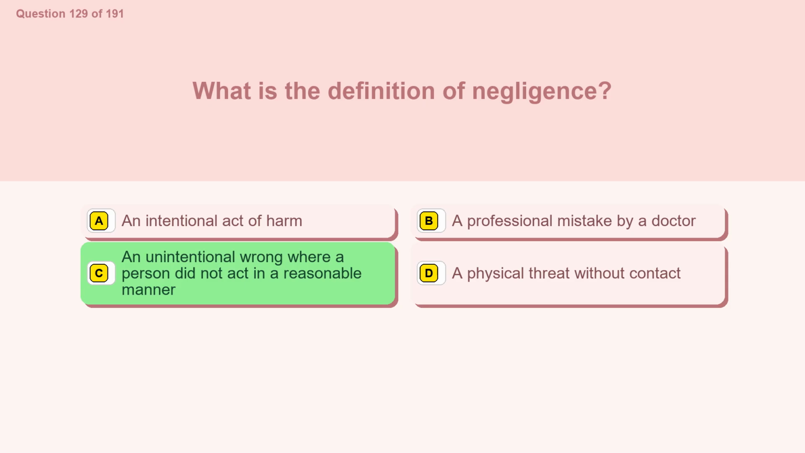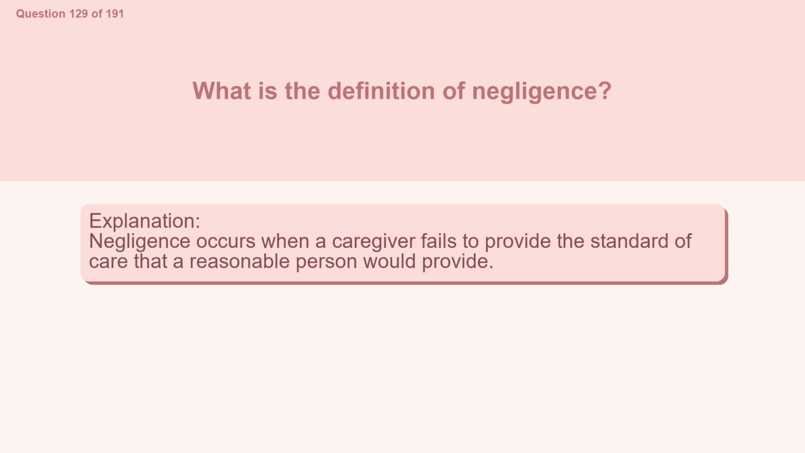The correct answer is option C, an unintentional wrong where a person did not act in a reasonable manner. Negligence occurs when a caregiver fails to provide the standard of care that a reasonable person would provide.